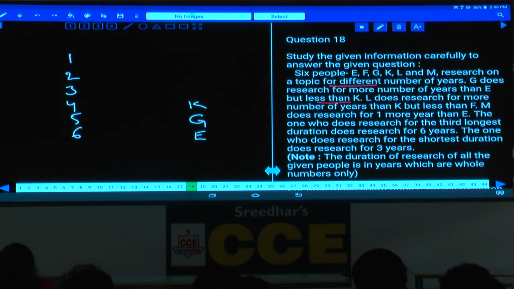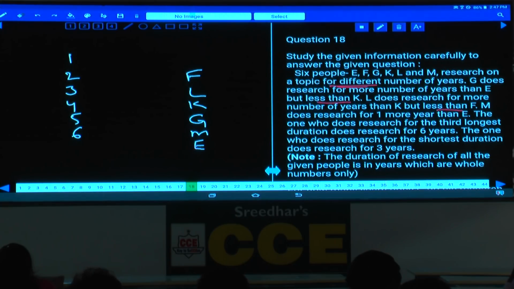L does research for more number of years than K. L is more than K, but less than F. M does research for one more year than E. Isn't it? One more than E. Different number of years is clearly given, so as M is one more than E, M and E must be adjacent to each other. M is here and E is here. Done with this? Then what is the order here? F, L, K, G, M, E.